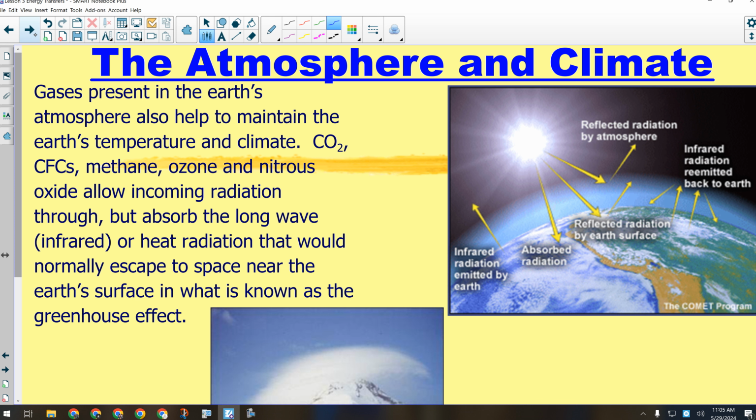Ozone. The ozone layer is important, it protects us from ultraviolet radiation. Nitrous oxide is in there. All that stuff, yep, they play a part. Solar radiation can get through them on its way in, but when it bounces off, it doesn't get back out, so it bounces around a few times and makes it warmer.